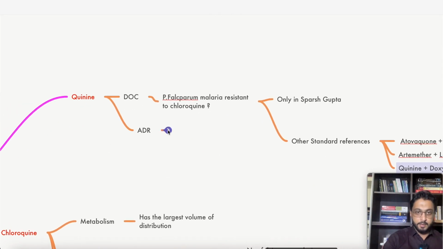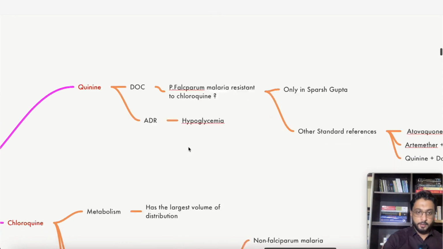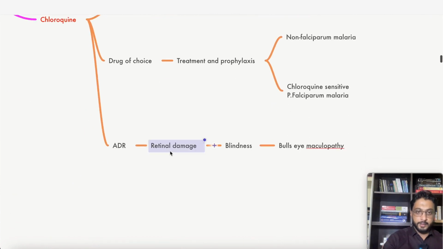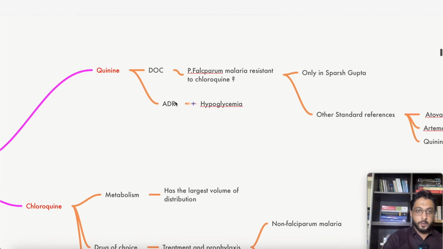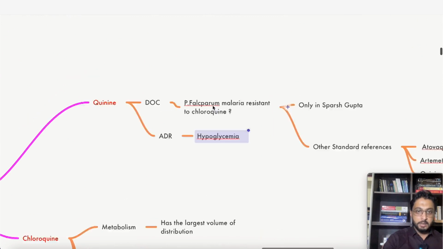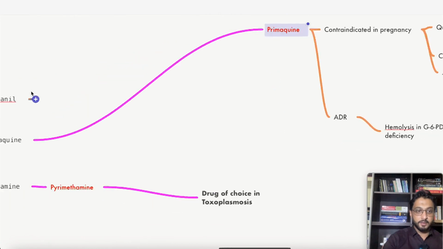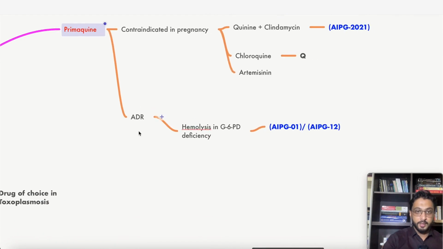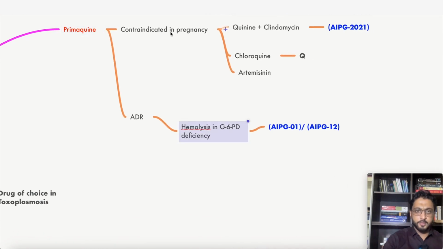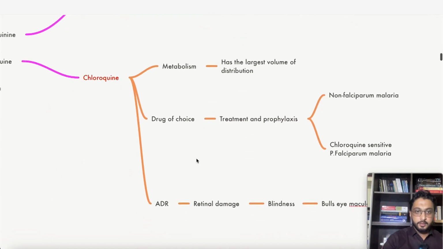And very importantly, the adverse effect of quinine is hypoglycemia. So for chloroquine, the adverse effect is retinal damage. For quinine, the adverse effect is hypoglycemia. Now, when it came to primaquine, the drug acting in the liver, the adverse effect is hemolysis in G6PD deficiency, and it is contraindicated in pregnancy.